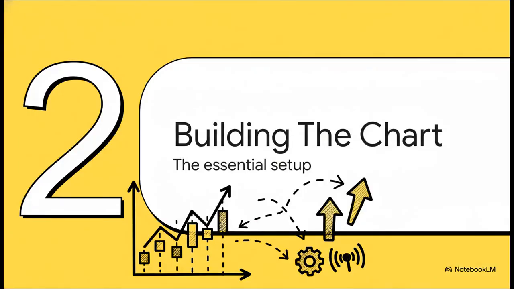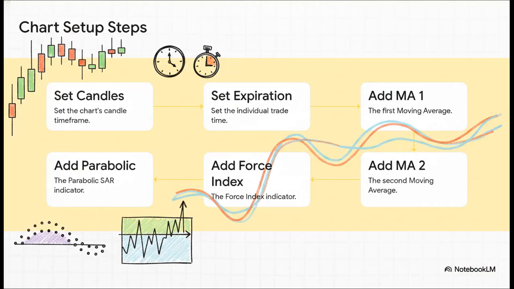It's time to actually build the trading chart. And this part is absolutely crucial. You have to get the setup right, because every single thing we talk about next, every indicator, every signal, depends on this exact foundation. So the setup is basically a 6-step process.